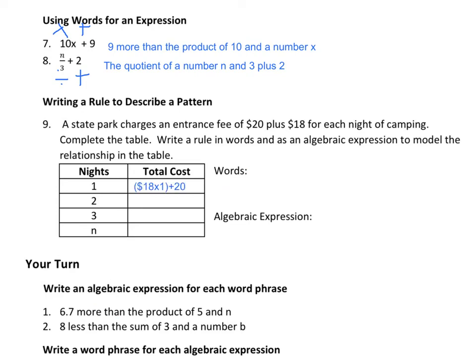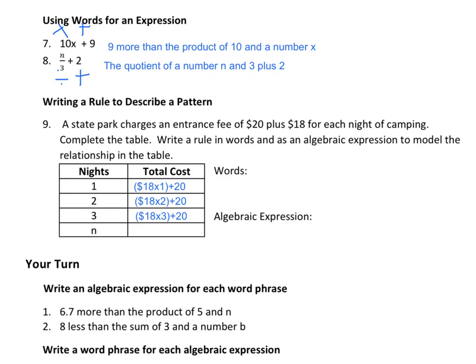So if you were going to stay there one night, you would pay $18 times the one night plus the $20 flat rate that you have to pay just for staying there. If you were going to stay 2 nights, you'd pay $18 times 2 for 2 nights plus the $20 flat rate for staying there. And if you were going to stay there for 3 nights, you would have 18 times 3 plus 20.